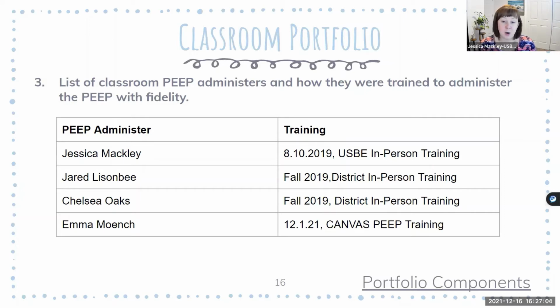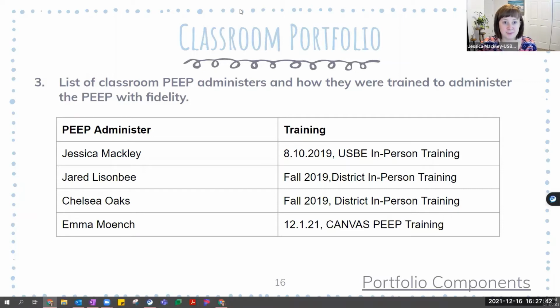You don't need to create or provide any documentation that they were indeed trained. The list is sufficient. So this is an example list that I made up with our program specialist name. So you can see that I was trained in August of 2019 at the USBE in-person training. You can see that Jared and Chelsea were trained in the fall of 2019 at a district in-person training. And you can see that Emma is fairly new to our staff and completed the Canvas PEEP training online just this month. So I hope that makes sense. Let's move forward.